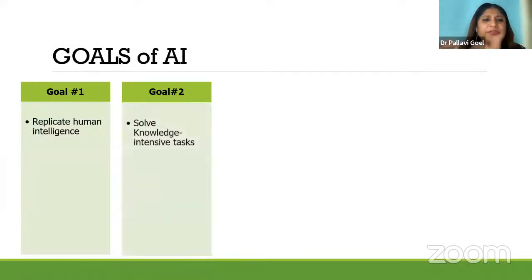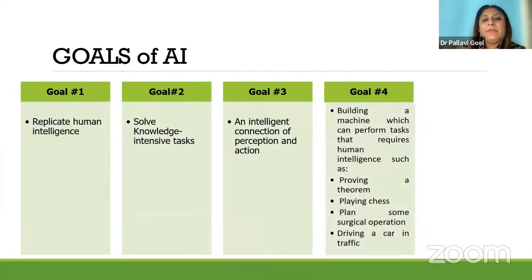Goals of AI. It is very popular in the market. Disruptive technologies: AI, deep learning, machine learning, IoT, AR, VR, cybersecurity. I may be listing very few goals of AI, but you know better than me, so most welcome on the chat box. Goal one, I think, is to replicate human intelligence. Yes, we're trying to solve knowledge-intensive tasks, an intelligent connection of perception and action, building a machine which can perform tasks that require human intelligence, such as proving a theorem, playing chess, performing a surgical operation, driving a car in traffic. It is also one of the examples. AI is now actively participating in the automobile industry too. Next, please.